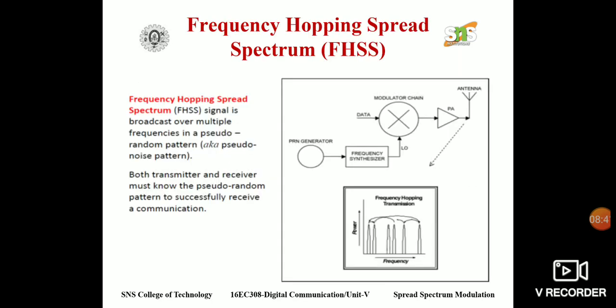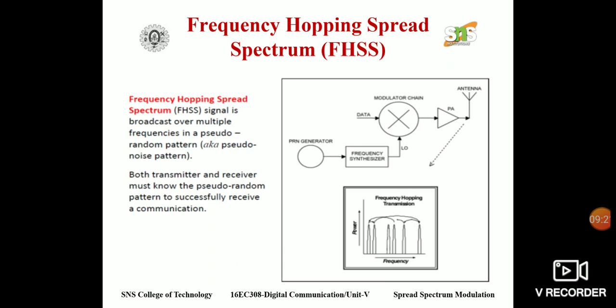So the next technique is frequency hopping spread spectrum. The previously discussed one is direct sequence spread spectrum. The major difference between these two is that in direct sequence spread spectrum, the series of bits is modulated, and that becomes the spread spectrum. But in frequency hopping spread spectrum, the carrier signal rapidly changes. This is called hopping. So this is the major difference between frequency hopping and direct sequence.